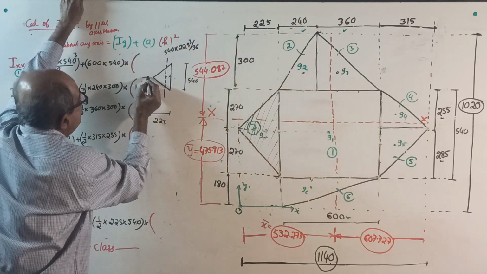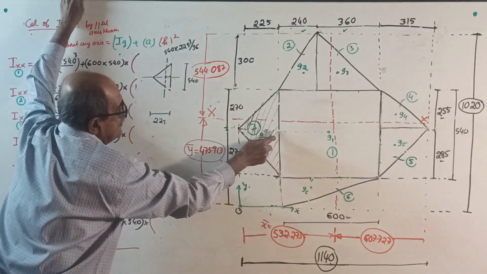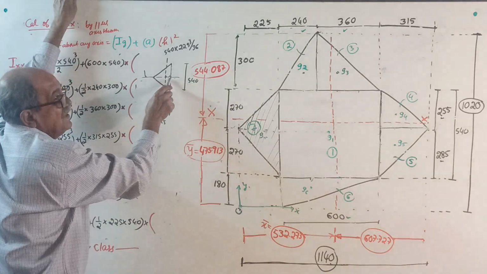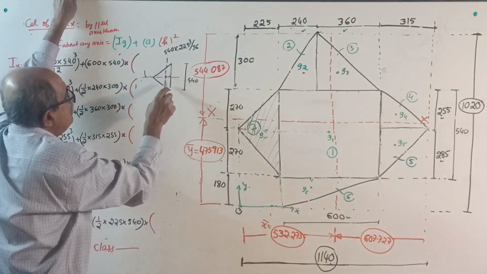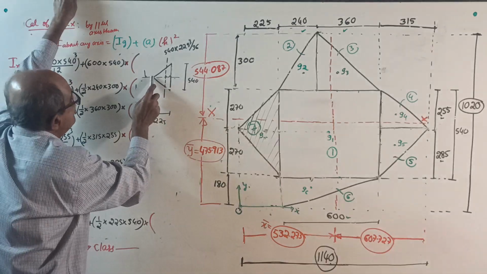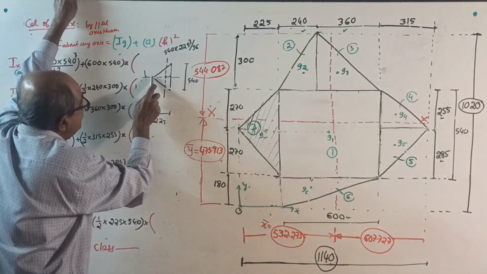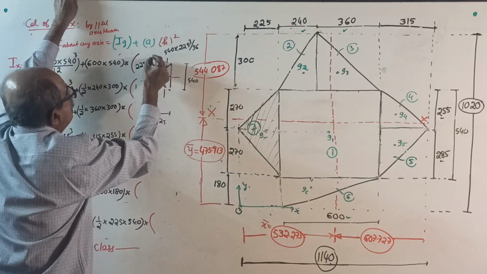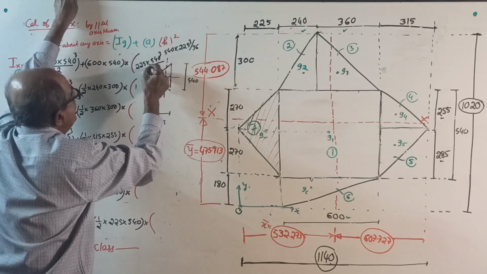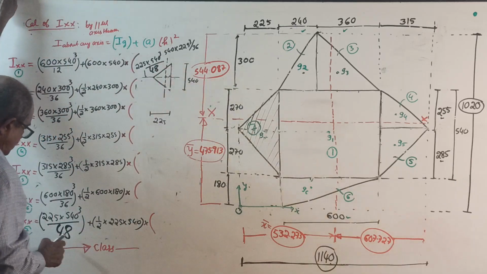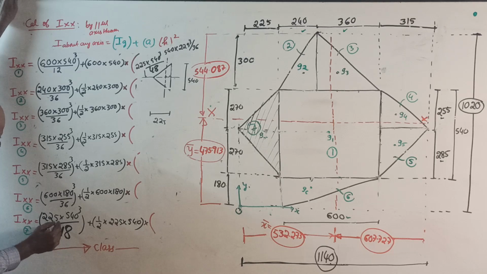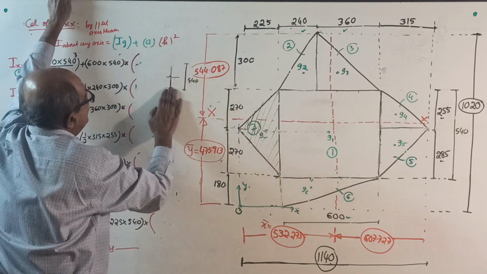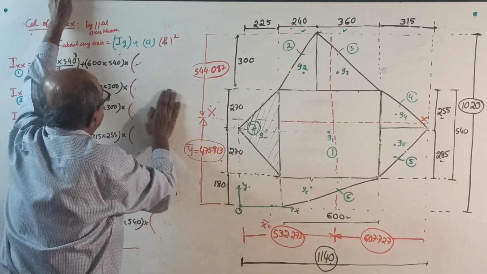But about this other axis, this is not the base. It is in between. If it is in between, it is common for both. Then for this axis, this is the parallel: 225 into 540 cube divided by 48.